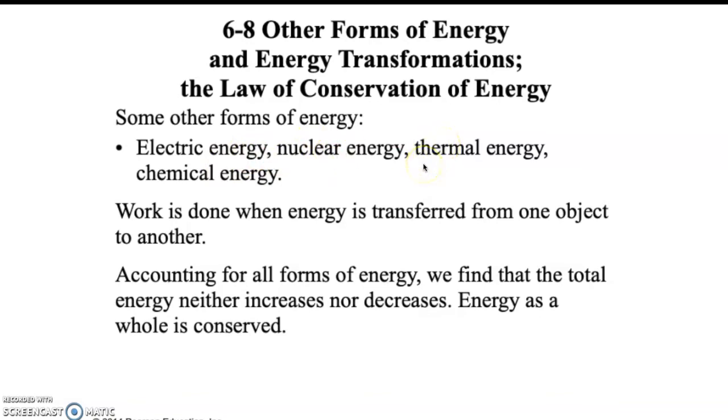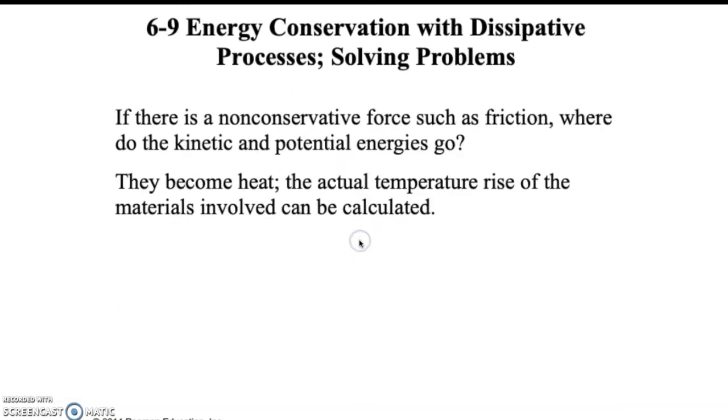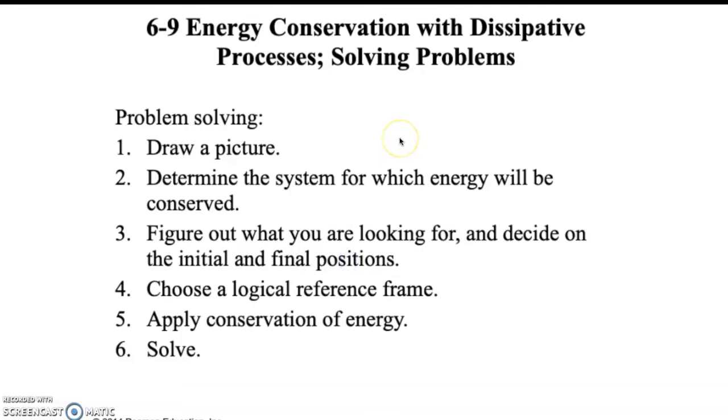But work is done when energy is transferred from one object to another. And now we know that total energy doesn't increase or decrease. As a whole, it's conserved. So there are non-conservative forces such as friction, but where do the kinetic and potential energies go? Well, they don't disappear, right? I mean, heat's conserved, so they become heat. So the actual temperature rise of the materials involved can be calculated, and we can do thermodynamics to do that. But the big thing is we just want to find the work that's happening here.